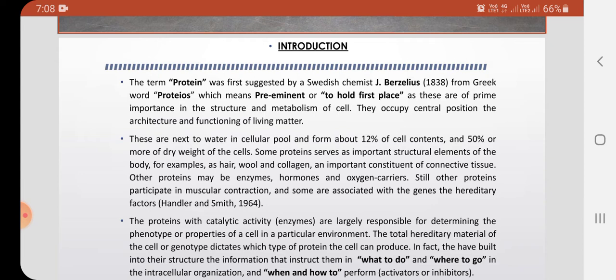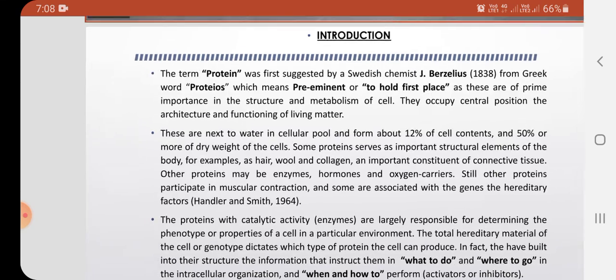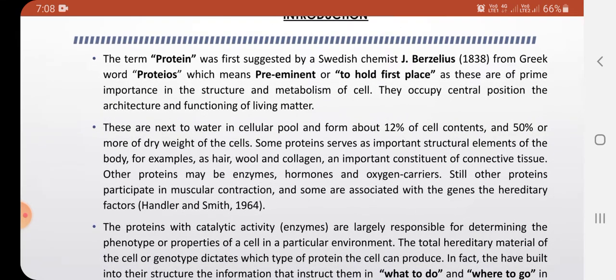The proteins occupy the central position in the architecture and functioning of living matter. These are next to water in the cellular pool and form about 12% of the cell content and 50% or more of the dry weight of the cell. Some proteins serve as important elements of the body. For example, hair, wool, and collagen, an important constituent of connective tissues, are all formed of proteins.